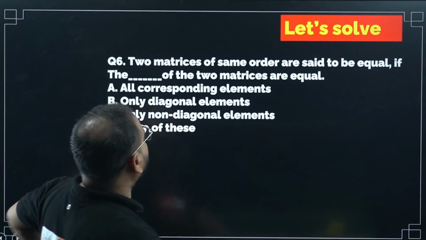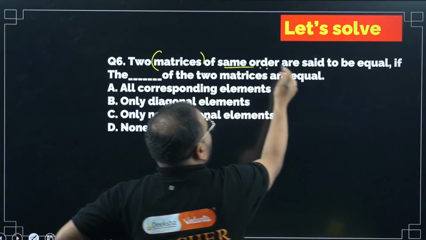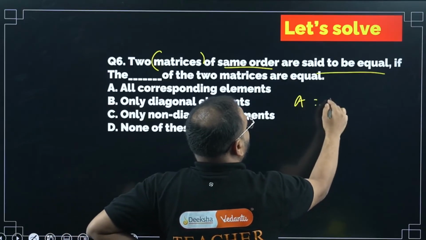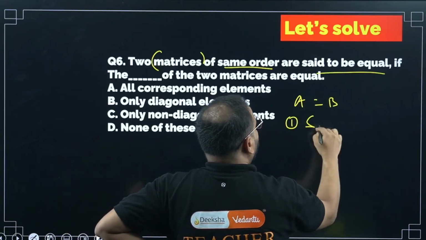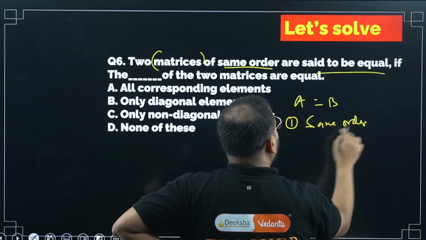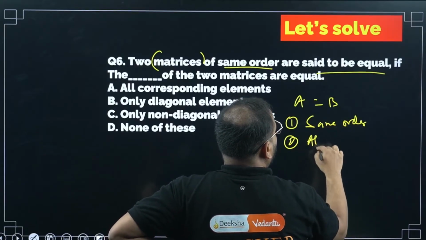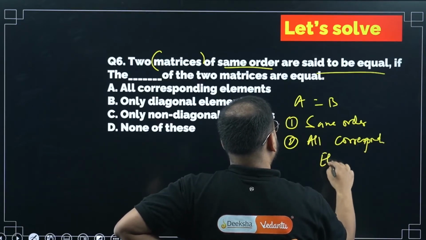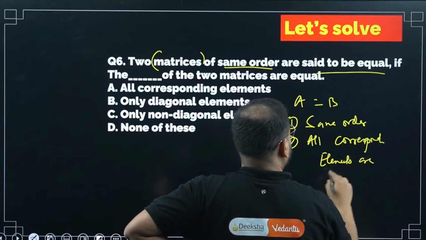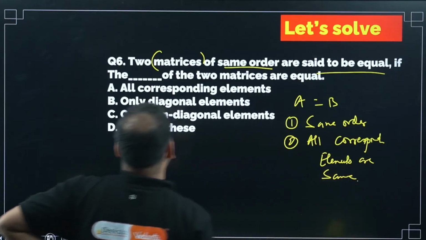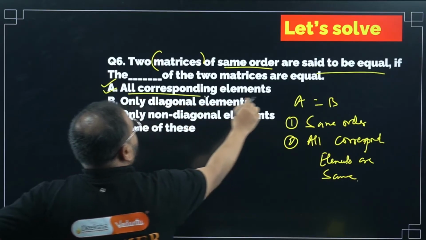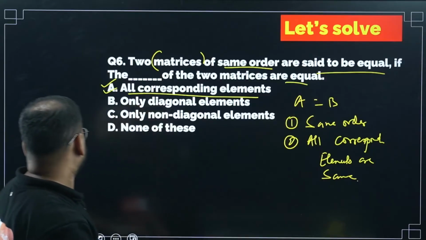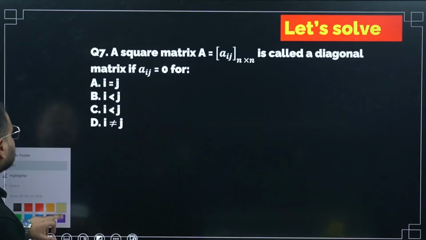Two matrices of same order are said to be equal. When can we say matrix A equal to matrix B? Two conditions: same order and all corresponding elements have to be same. This is the definition, so option A is correct. All corresponding elements are equal. Quickly moving on.